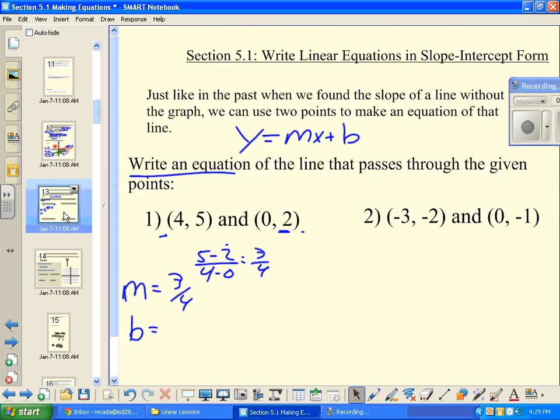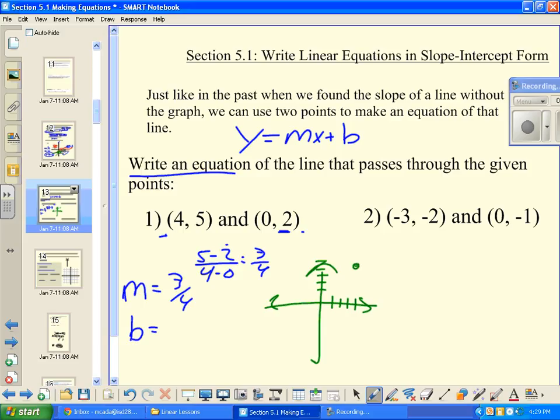Well, again, if we don't have a graph, we don't have that nice picture. But if you look at these points carefully, 4, 5, 0, 2, one of these points actually ends up being the y-intercept if you think about where they're both plotted. 4, 5, again, I'll draw my graph for my picture one more time with this. 4, 5 would be somewhere up here.